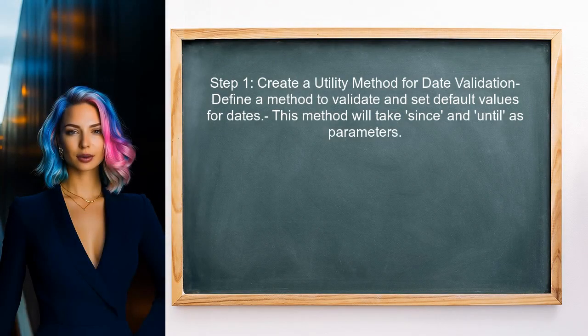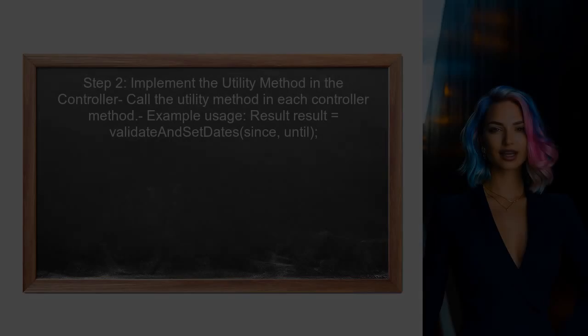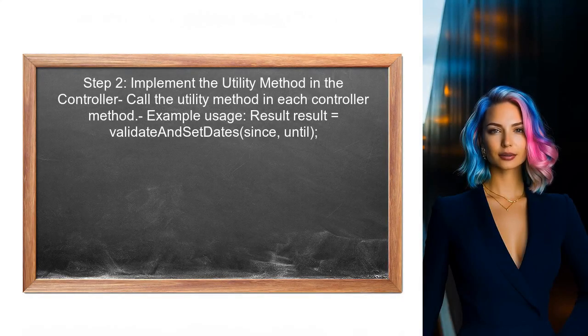To eliminate the duplicate date validation code, the user can create a utility method that handles the validation and default value assignment for the date parameters. Next, the user should implement this utility method in their controller. This will allow them to call the method instead of repeating the validation code in each API endpoint.